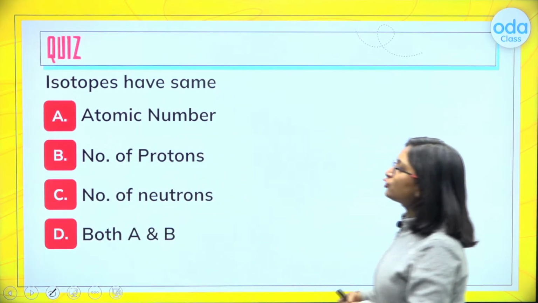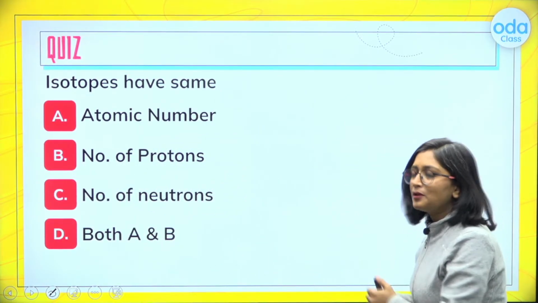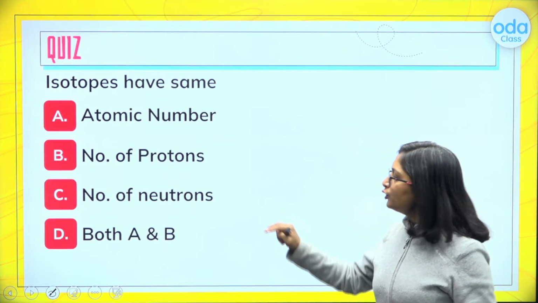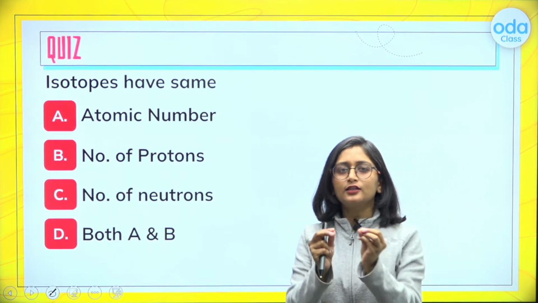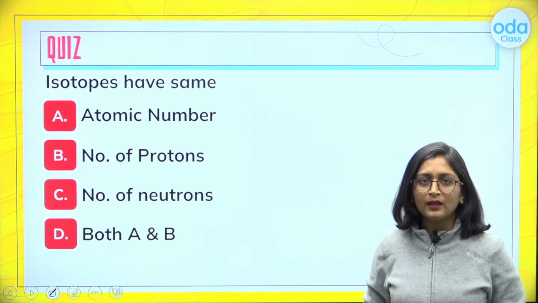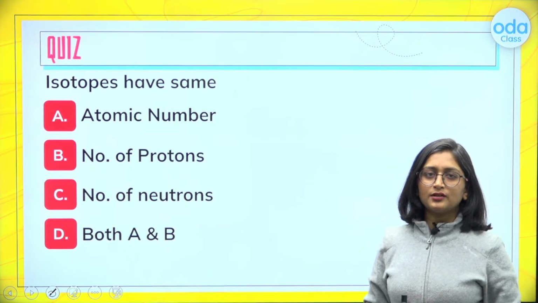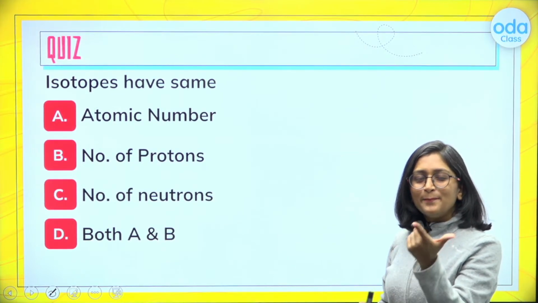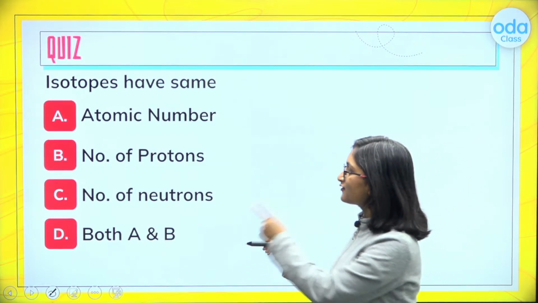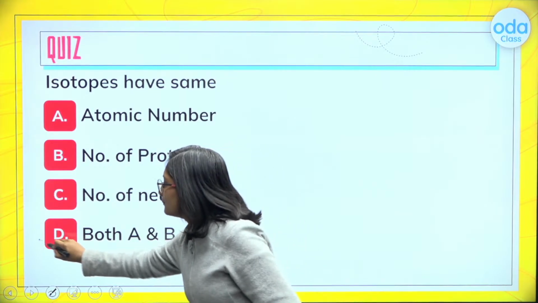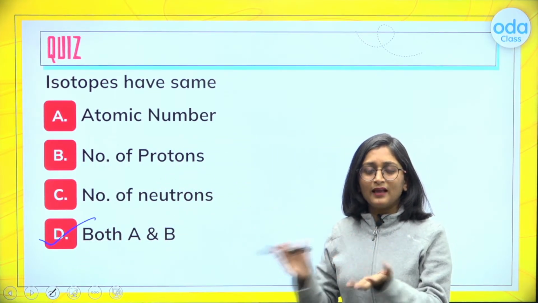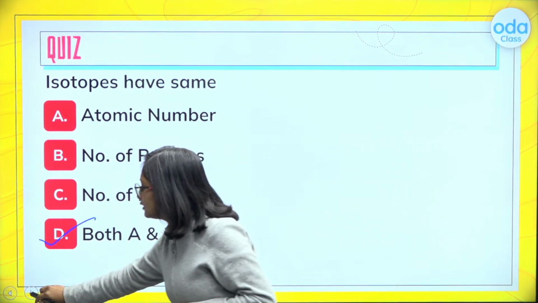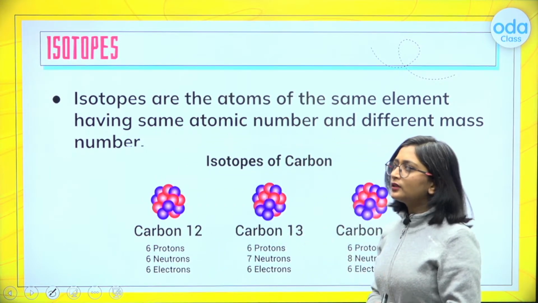Now, isotopes have same atomic number, same number of protons, same number of neutrons, or both A and B. What do you consider? Which should be the most appropriate answer among A, B, C, D, all of these? And this is a single select question. You have to choose only one option. Then you will have to choose what? Because here we can say that isotopes have same atomic number and same number of protons, because both will be same: the atomic number and the element's number of protons. Thus we have got to know that both A and B conclude the question.